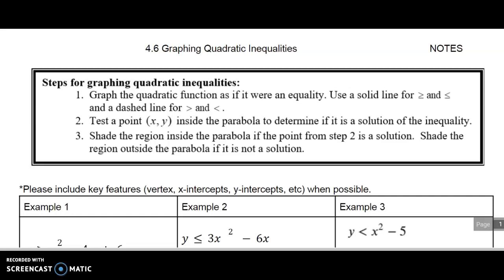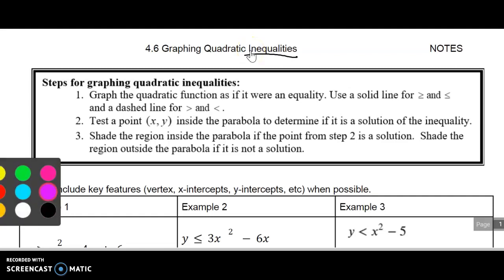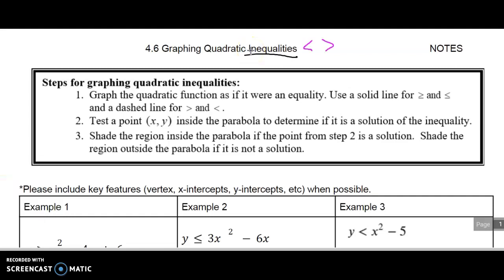Okay, so section 4.6 is going to be graphing quadratic inequalities. So we're going to see symbols like less than, greater than, less than or equal to, and greater than or equal to. And so there's a few steps. Number one is we want to graph the quadratic function as if it were an inequality. If it's greater than or equal to, or less than or equal to, it gets a solid line for the parabola. If you don't have the bar under it, it's going to be a dotted or dashed line, okay?